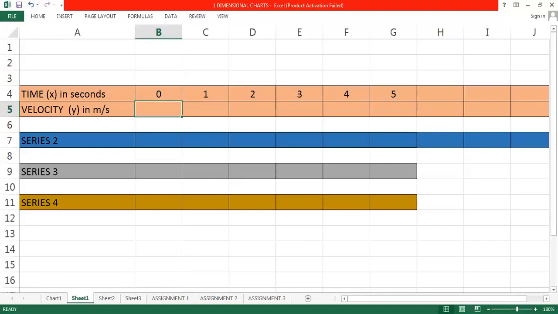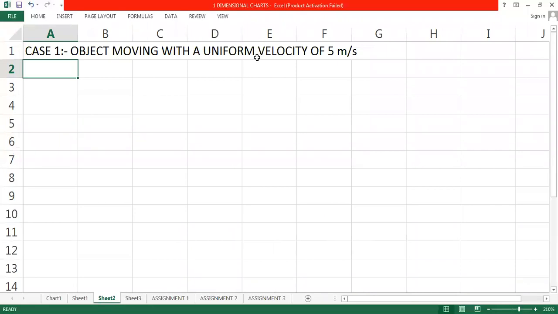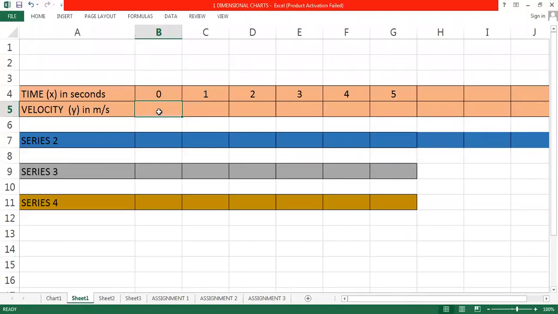Okay. Now the object is moving. Understand what's our case? The object is moving with a uniform velocity of 5 meters per second. So the object is already moving with a uniform velocity. So when we started, the object already has the velocity of 5 meters per second. Now, in the chat, tell me what will be the velocity of the object after 1 second. Type in the chat box.